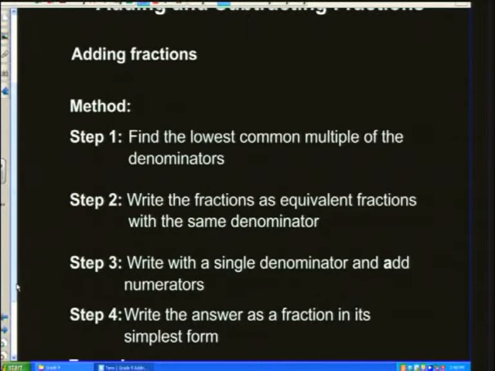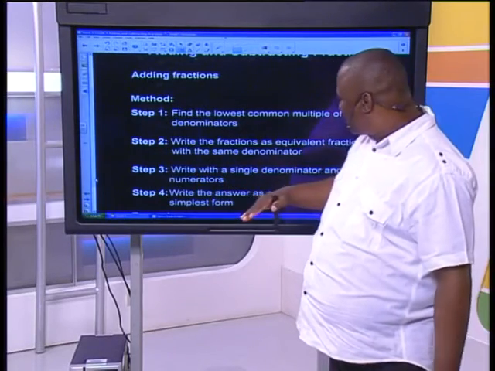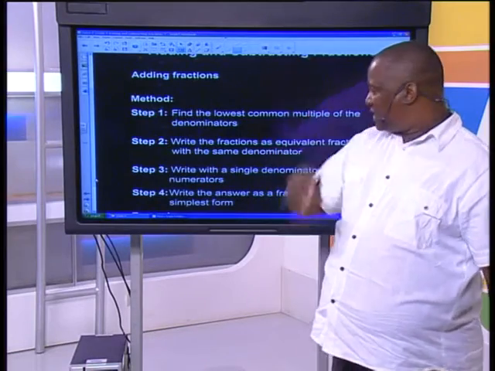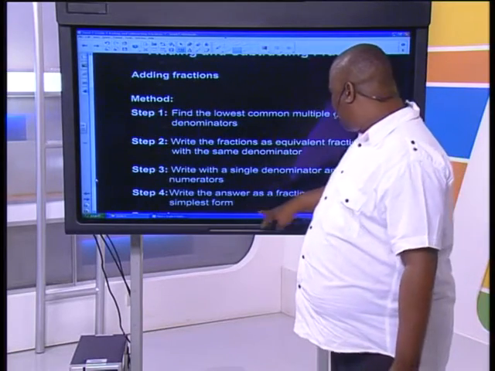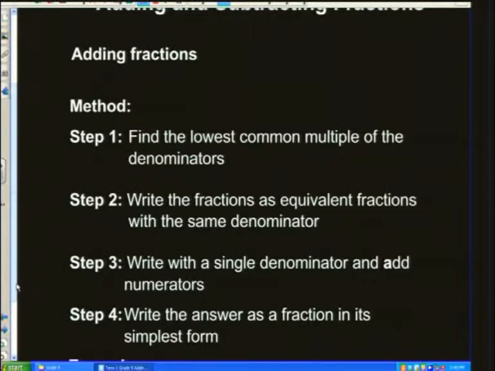Step number 3, write with a single denominator and add numerators. So if our denominators are the same, we go to step number 3, whereby we take one single denominator and add the numerators. And the last step, you simplify your answer. Let's go to the example and see.